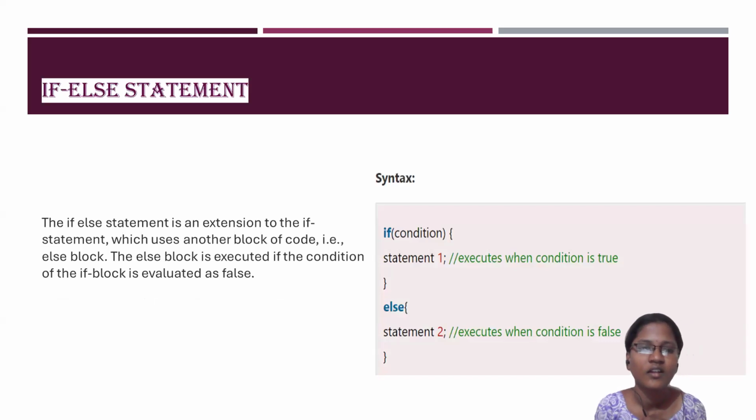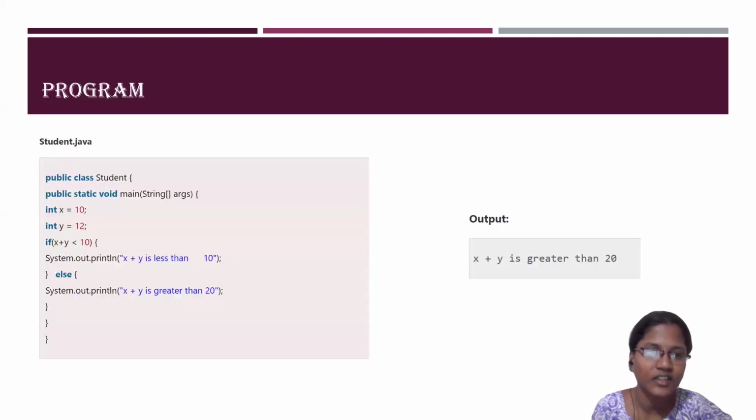if else statement. The if else statement is an extension to if statement. Whenever the condition of the if statement is evaluated to false, then it uses another block of code called else statement. The else block will be executed if the condition of the if block is evaluated as false. Its syntax is if condition. If the condition is true, statement 1 will be executed, else statement 2 will be executed. That's all. And let us see a program for this.